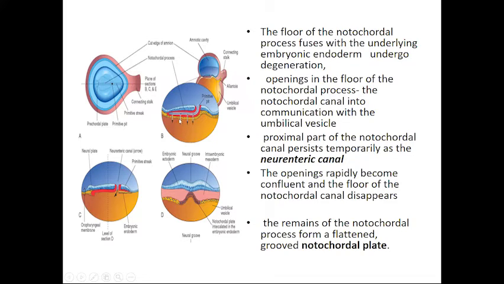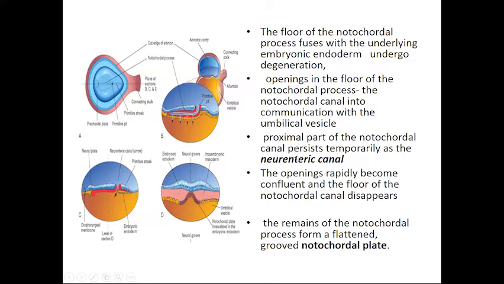The floor of the notochordal process, which these arrows show you, because it is a canal-like structure, fuses with the underlying embryonic endoderm, and then this endoderm undergoes degeneration, and the result is that there is no floor anymore. Openings appear in the floor of the notochordal process, and there is communication from the canal into the yolk sac. Because the floor is dissolved away, the notochordal canal comes into communication with the umbilical vesicle, or what you call the yolk sac, because the floor layer has disappeared.